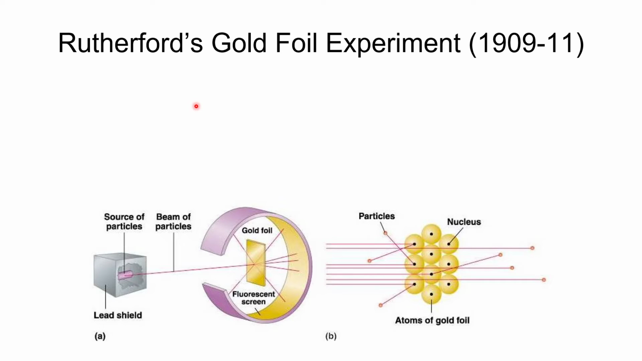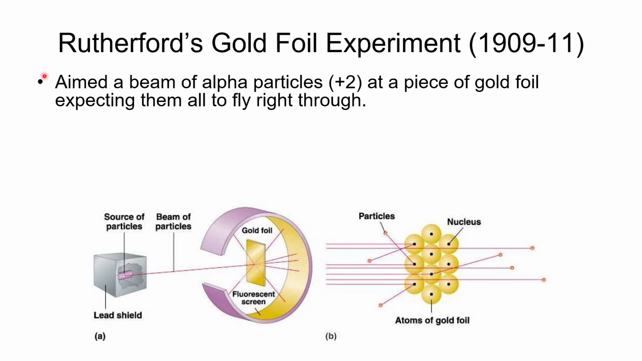All right, so here is the experiment where he shot stuff. He took some of these alpha particles and put them into a container, and he aimed them at a very thin piece of gold foil. And by very thin, I mean extremely thin, just a few layers of atoms thick.